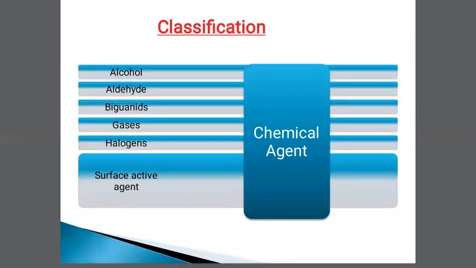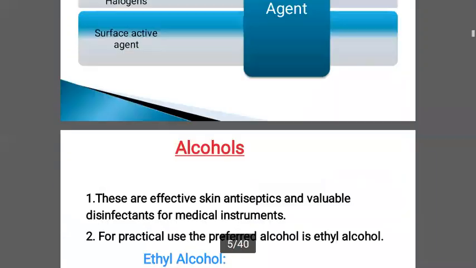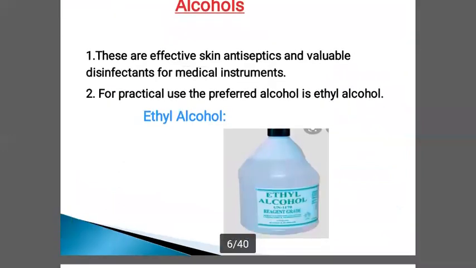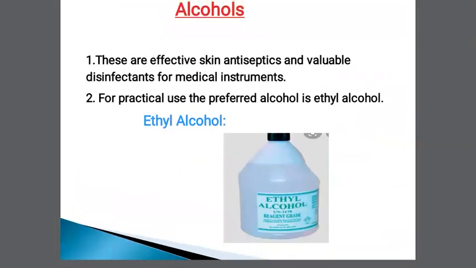Disinfectants are mainly chemical agents, and these are classified as alcohols, aldehydes, biguanides, gases, halogens, and surface active agents. First, we will see the alcohols. Alcohols are effective skin antiseptics and valuable disinfectants for medical instruments. For practical use, the preferred alcohol is ethyl alcohol.